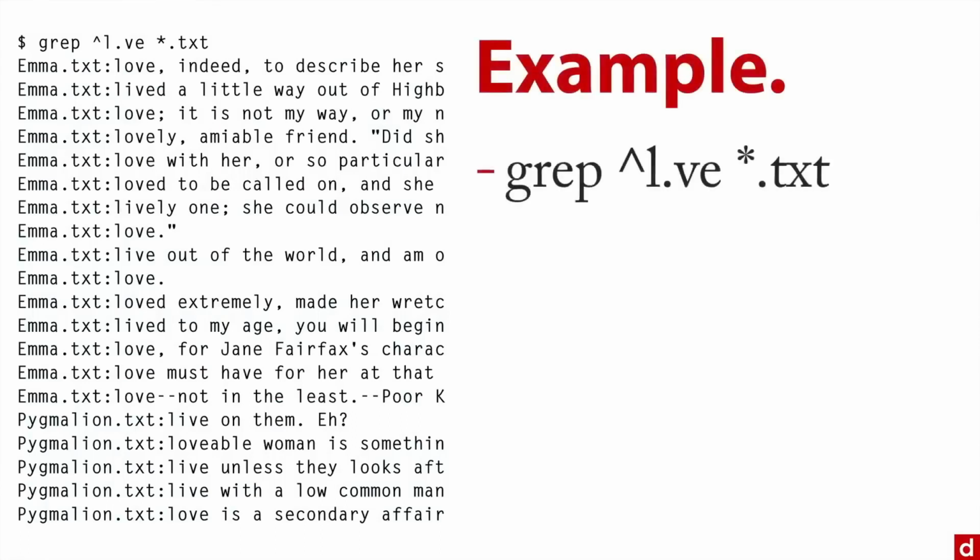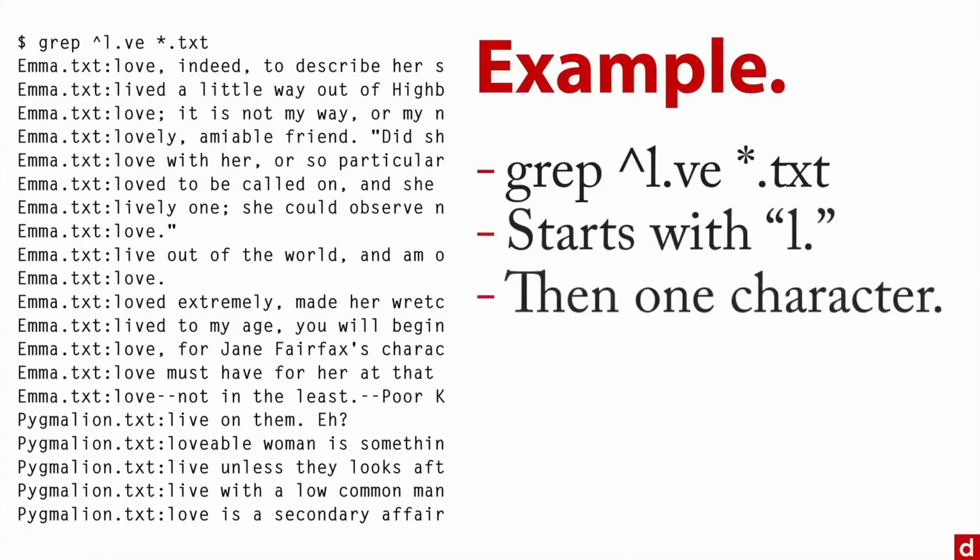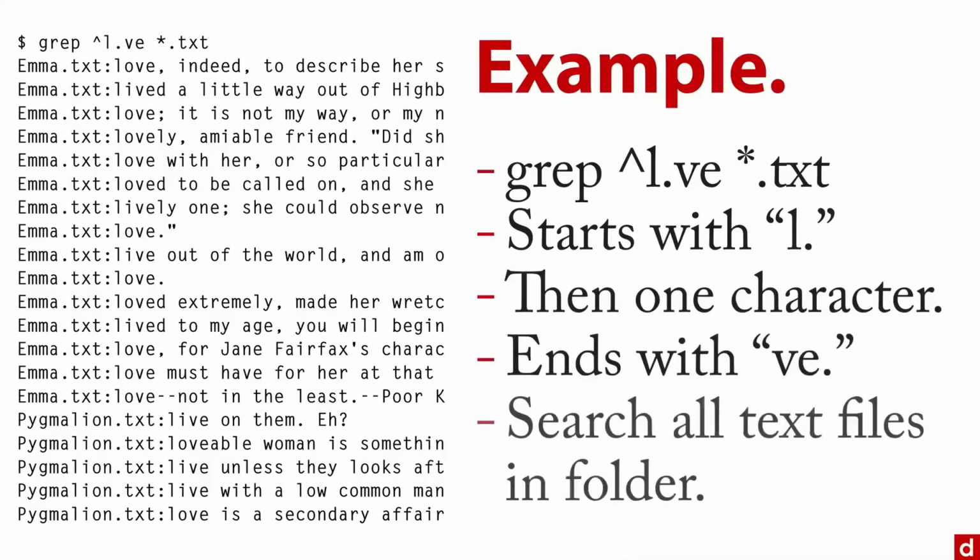And this is the command: grep l.ve *.txt. So what I'm looking for are lines in either of these books that start with L. Then they have one character, it can be whatever, and then that's followed by VE. And then the *.txt means search all of the text files in that particular folder. And what it found is lines that began with love and lived and lovely and so on.